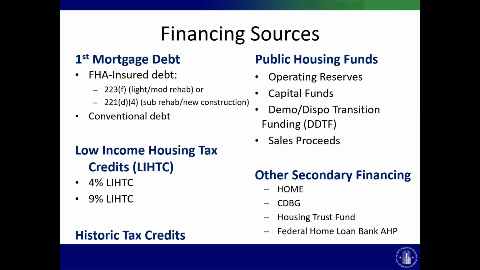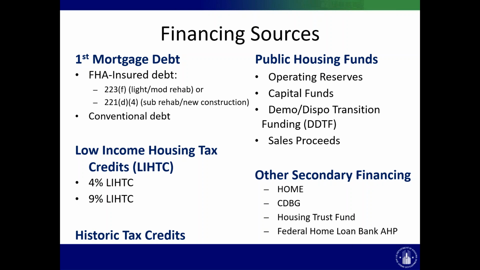So PHAs commonly use a variety of financing sources in their RAD conversions. We'll go through each in turn. So first, mortgage debt. This is something commonly used in all kinds of affordable housing, but which is restricted in public housing. PHAs have used either FHA insured debt, which includes 223F for light mod rehab loans, or 221D4 for sub-rehab or new construction loans. Those are just different loan products that the FHA offers. As an alternative to FHA insured debt, many PHAs and owners have used conventional debt.